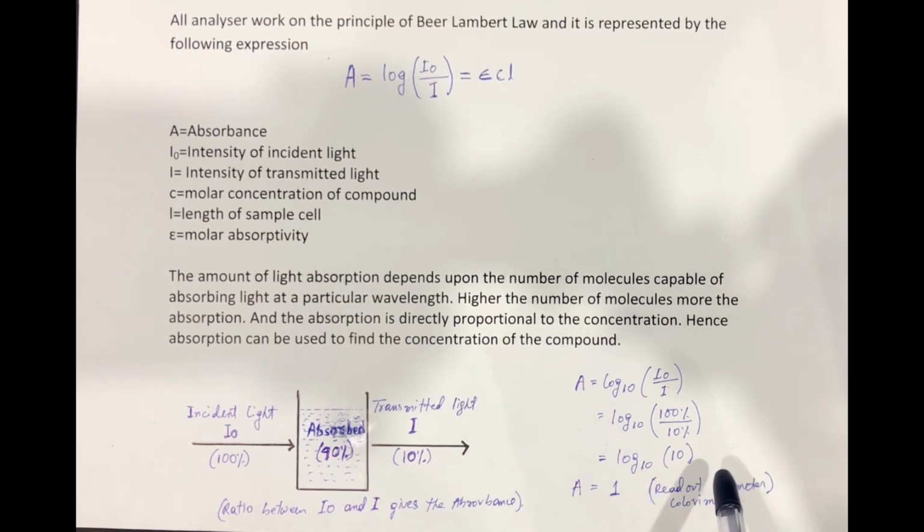This is the readout which would be given out by the meter. Anyway, you don't have to do all these calculations. This readout is directly given by the colorimeter in the form of absorbance.